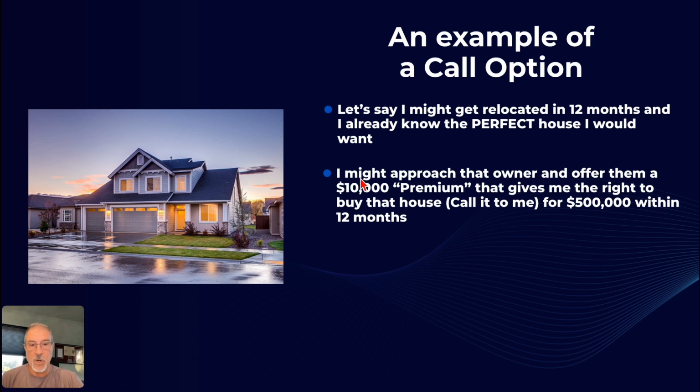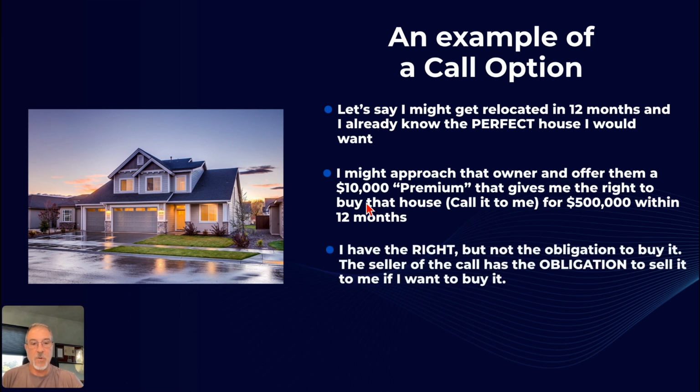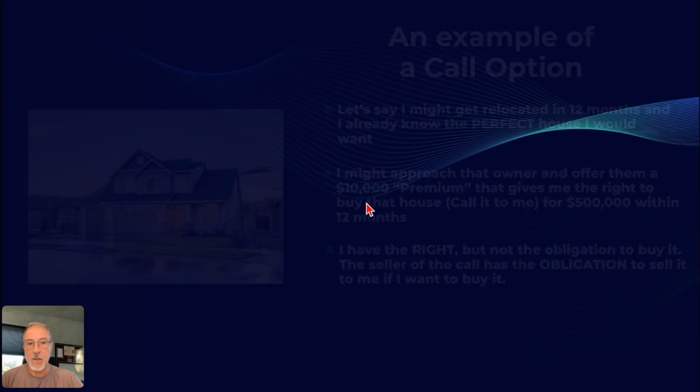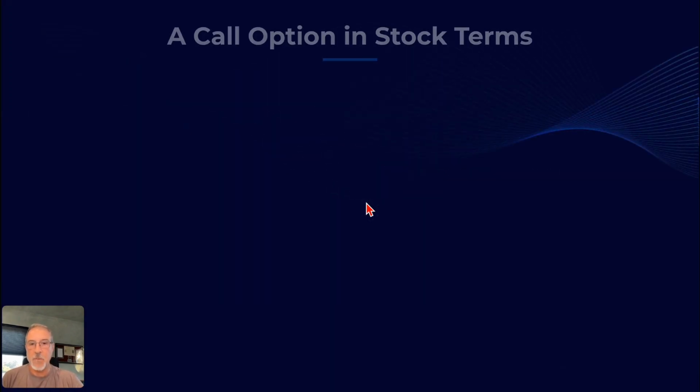In options terms, I am paying a premium to own this call, the right to call the house to me. My strike price is $500,000. My expiration is 12 months out. For all practical purposes, this is the same thing a call option contract that I buy does for me. I have the right to buy that house, but not the obligation. The seller of the call, however, does have the obligation to sell it to me if I want to buy it. They don't have a choice in that matter.